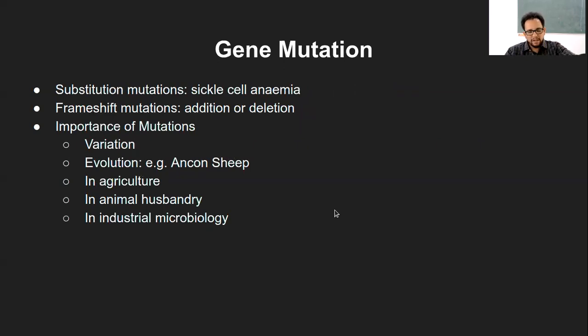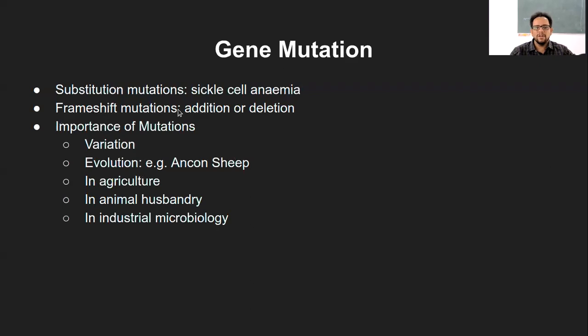Now again, in case of gene mutation, we have seen this enough in the last chapter itself. What is substitution mutation? It leads to sickle cell anemia. That is one example of substitution mutation, where one of the nucleotide bases is changed, and not any random one, but one specific nucleotide base is changed, and that can lead to sickle cell anemia.